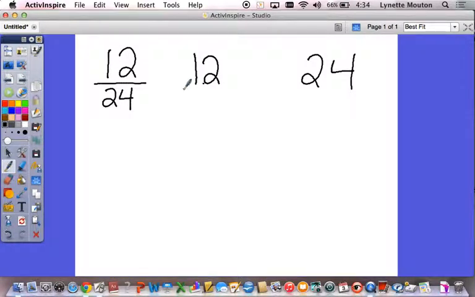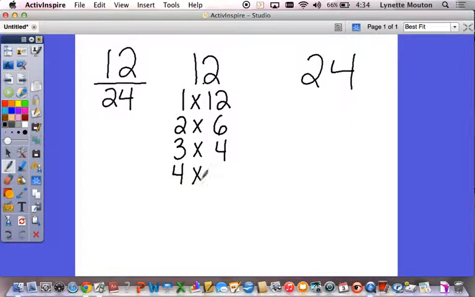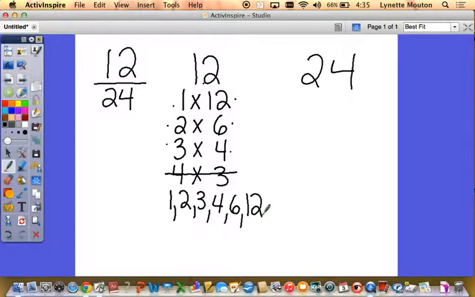So we write down our factors starting with number 1. 1 times 12 will give you 12. Is there a 2? Yes. 2 times 6 will give you 12. 3. 3 times 4 will give you 12. Is there a 4? Yes. 4 times 3. But this is a repeat. Once you get to a fact or a set of facts that repeats, there's no need to go on. You found them all. So the factors for 12 are 1, 2, 3, 4, 6, and 12.